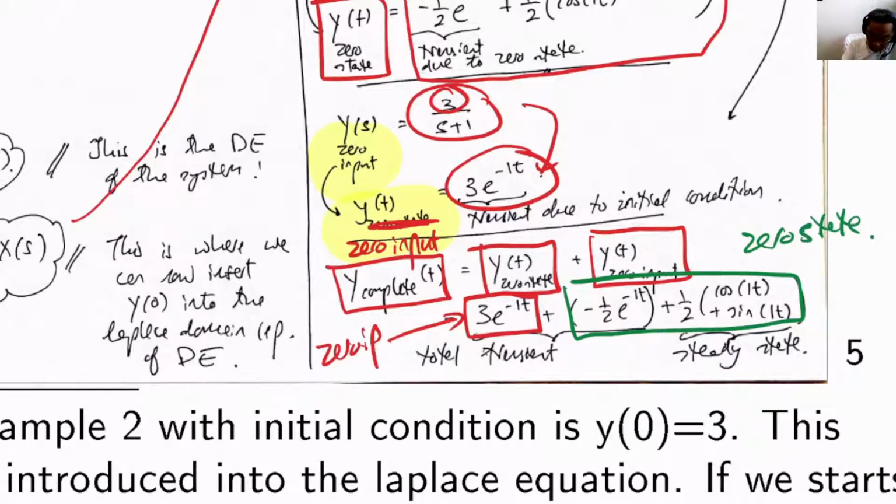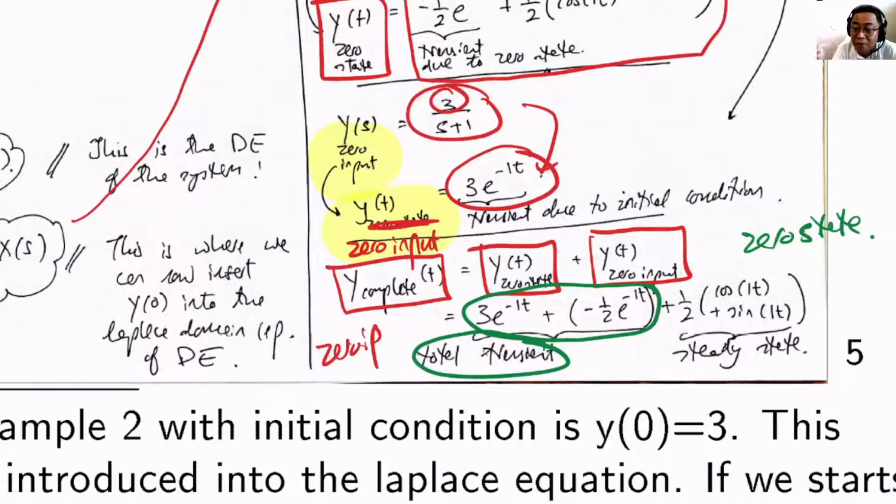Alright, now look at this very carefully. These two terms are the transient response, because as time goes to infinity, these two terms go to 0. The transient response came from two places: one from the zero state, one from the zero input. While the steady state simply came from the zero state, from the input.